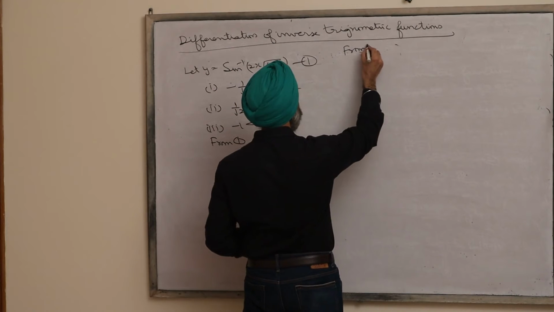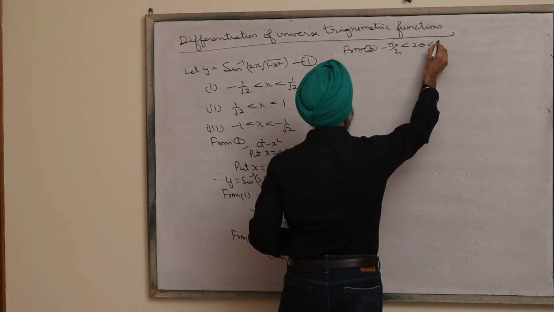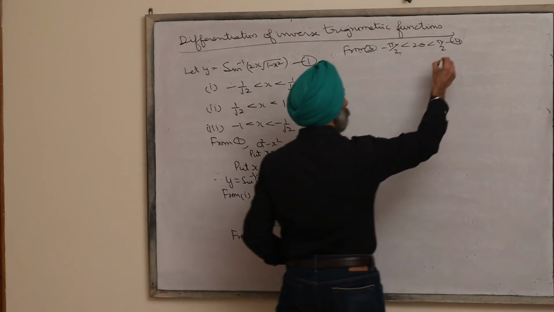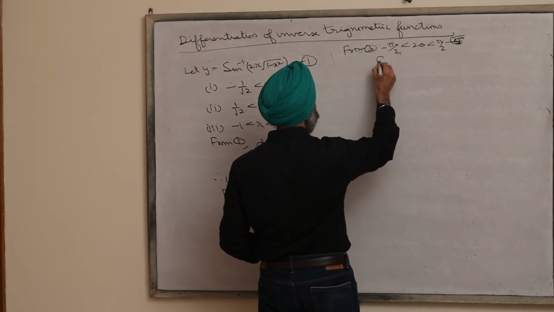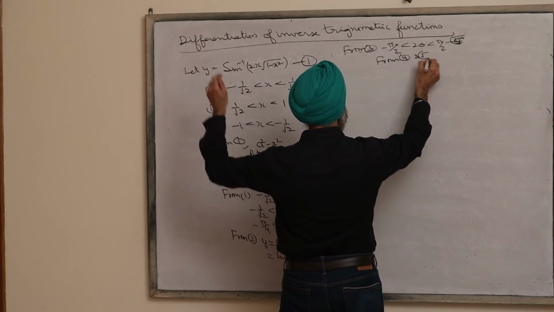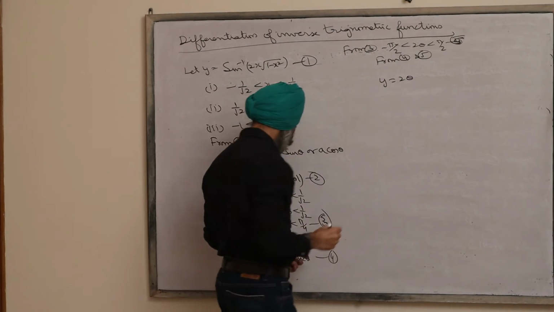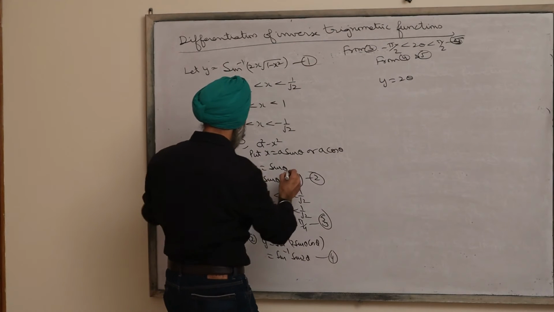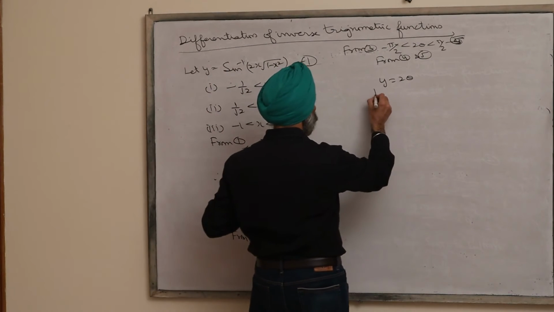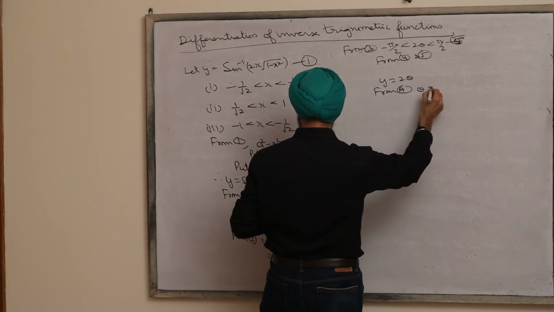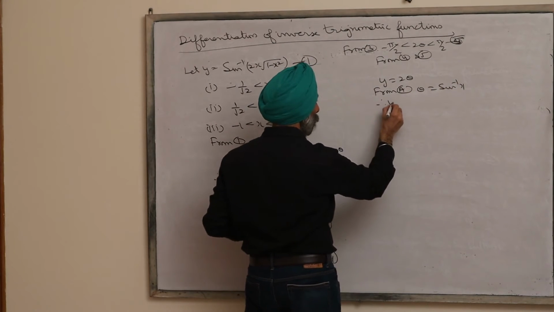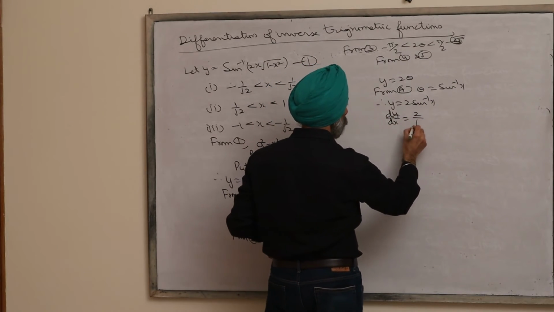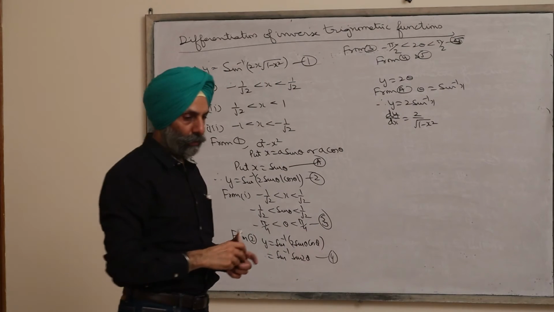From third, 2 theta belongs to minus pi by 2 to pi by 2. So this is fourth, this is fifth. So from fourth and fifth, y is equal to 2 theta. Why? Because 2 theta belongs to the principal value branch. What is theta? So from A, theta is equal to sine inverse of x. Therefore y is equal to 2 sine inverse of x, or dy over dx is equal to 2 over under root of 1 minus x square.